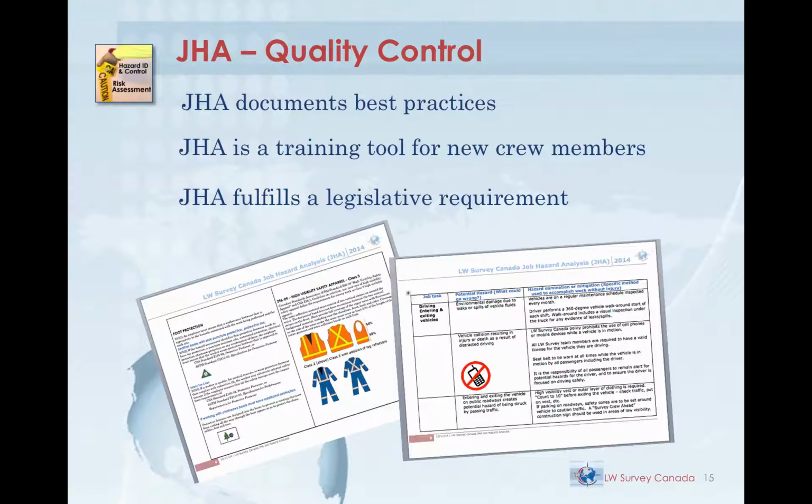We review the JHAs annually, update them to reflect changes in our work processes, and even when we add new tools and make changes to incorporate lessons learned from on-the-job injuries. Next, we'll look at the field-level risk assessment.